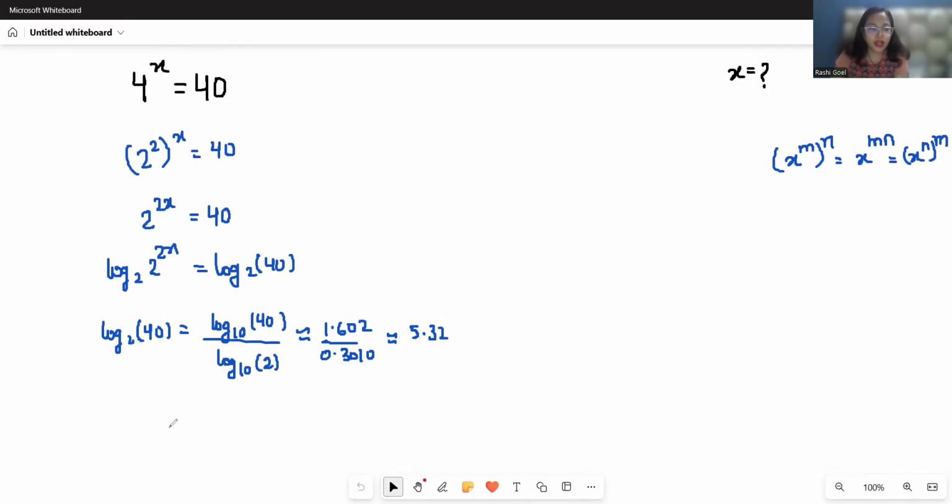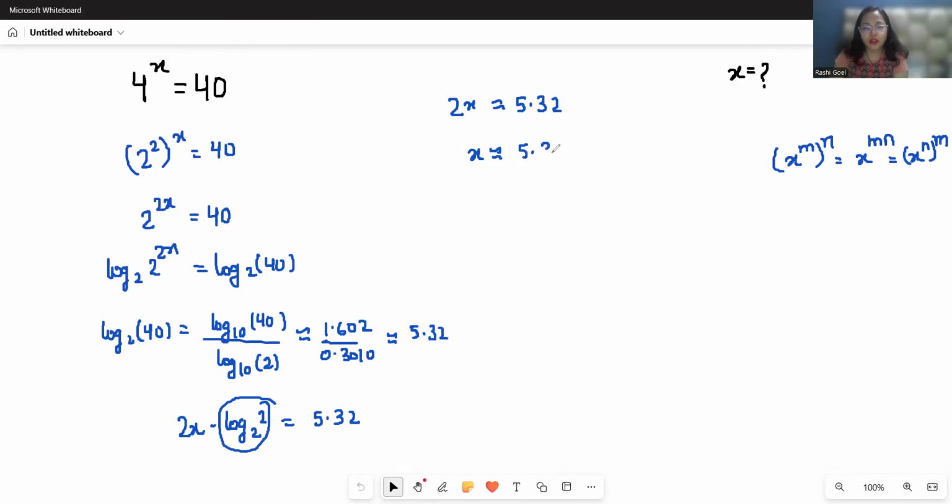So our left hand side becomes 2x. According to the exponent rule, log of a power b is b times log a, so log base 2 of 2 is 1. So 2x is approximately equal to 5.32. x is approximately 5.32 divided by 2. So x is approximately 2.66.